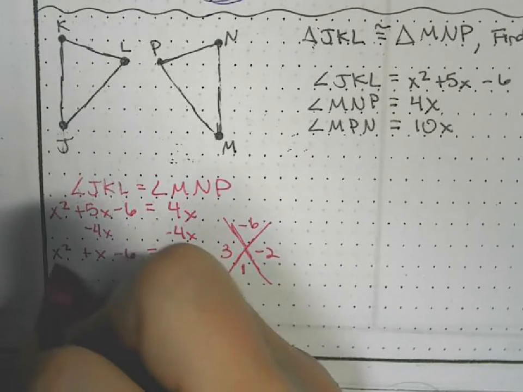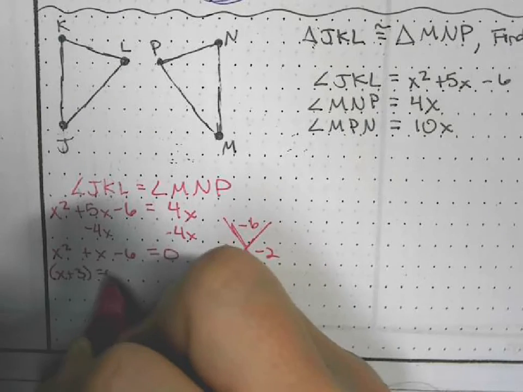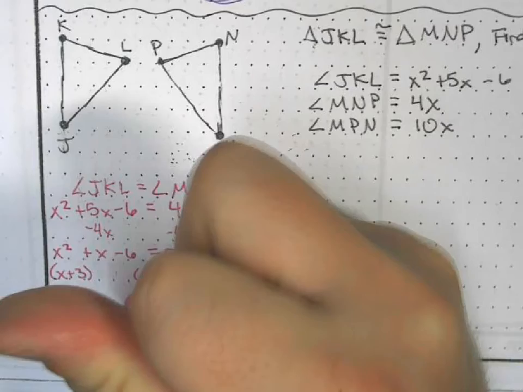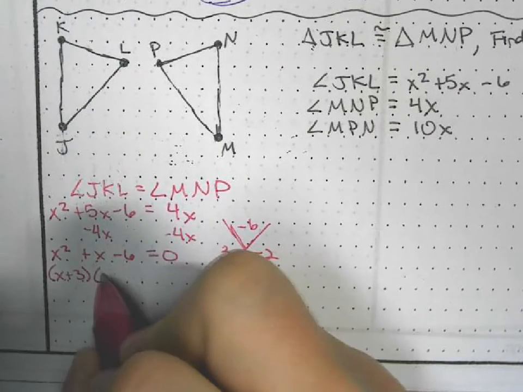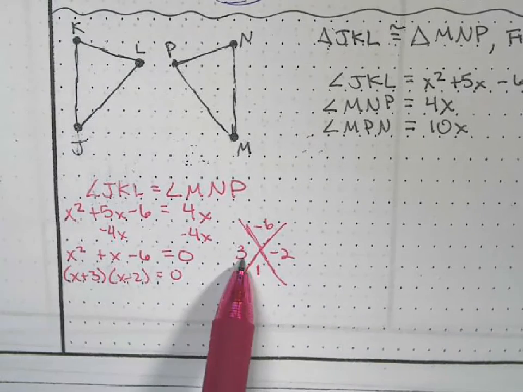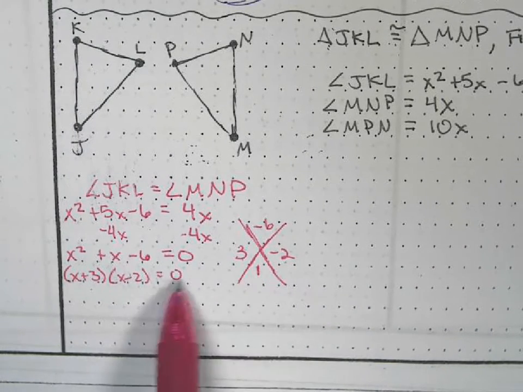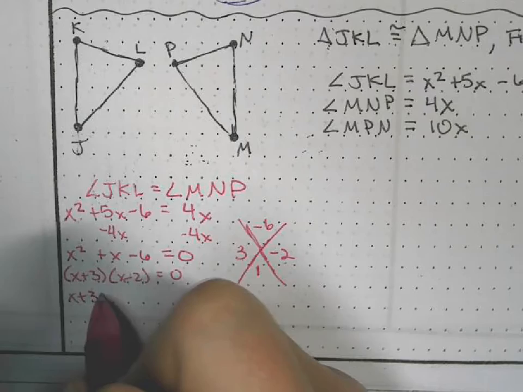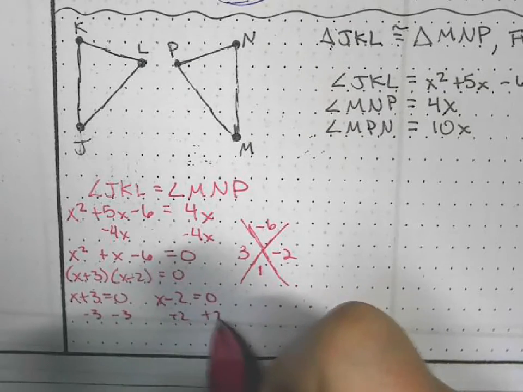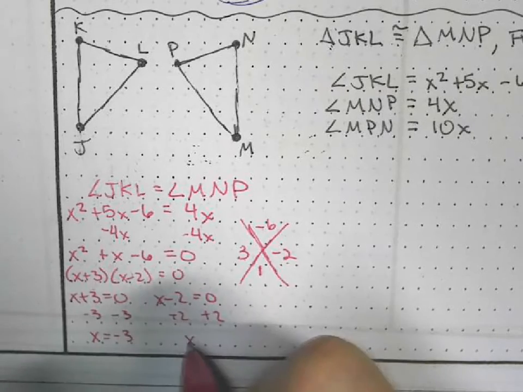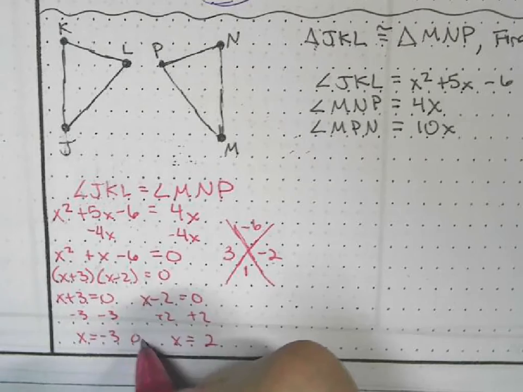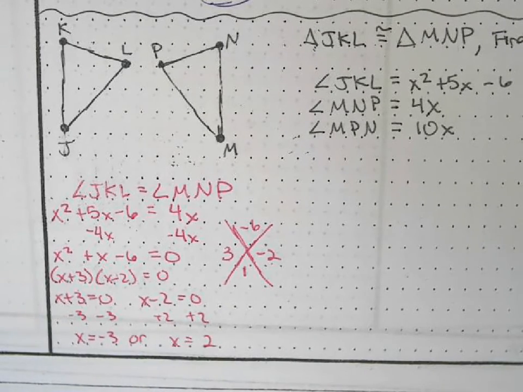I can jump to my factors. x plus 3 times x minus 2 equals 0. Now we split it. Okay, so we found two different answers. How do we know which one's correct?